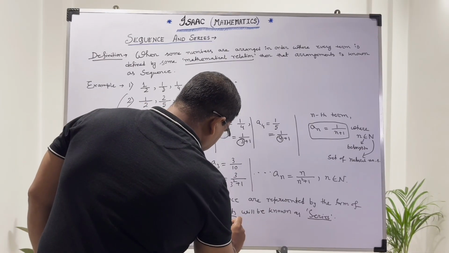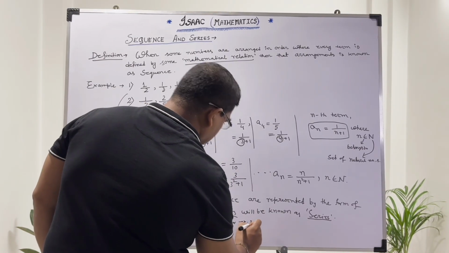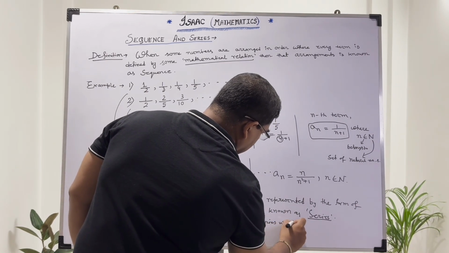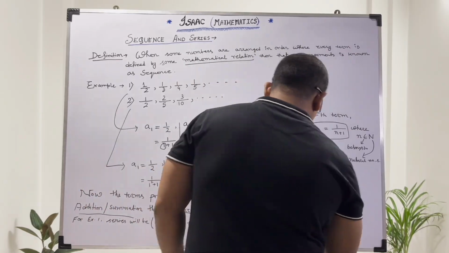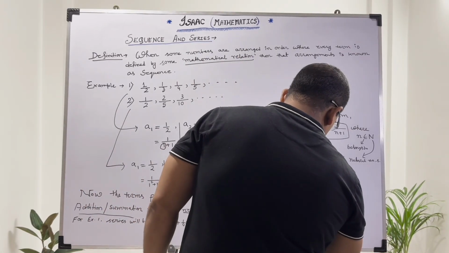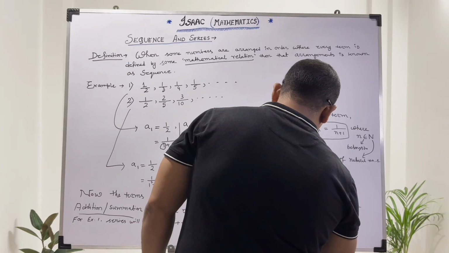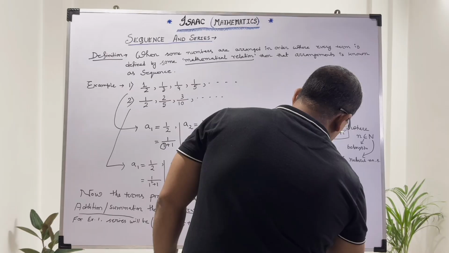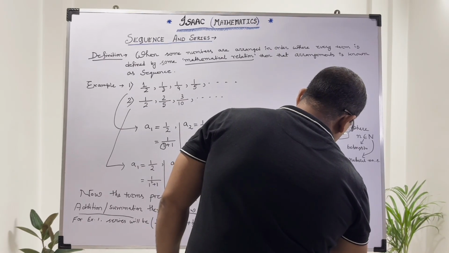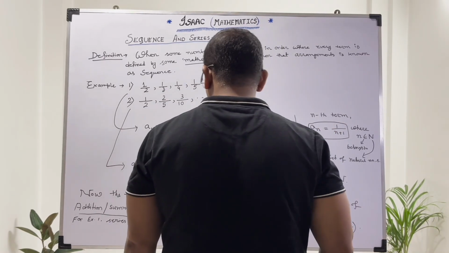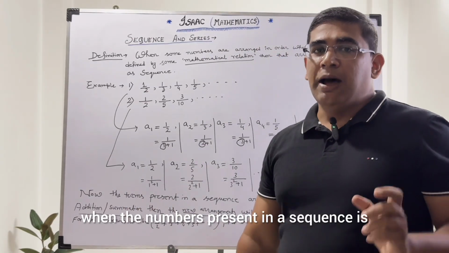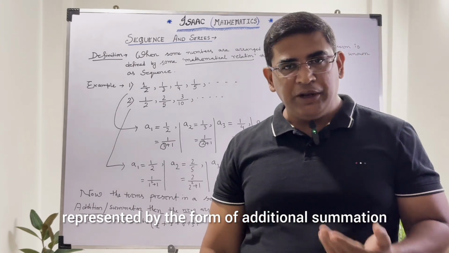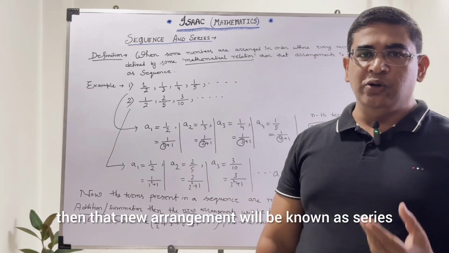For example 2, series will be 1 by 2 plus 2 by 5 plus 3 by 10 plus continuing. Okay. So, when the numbers present in a sequence is represented by the form of addition or summation, then that new arrangement will be known as series.